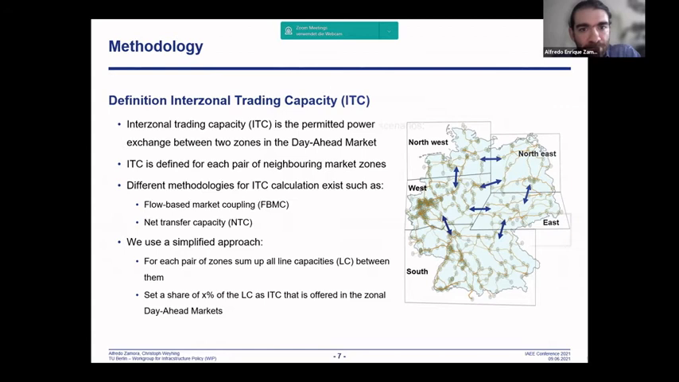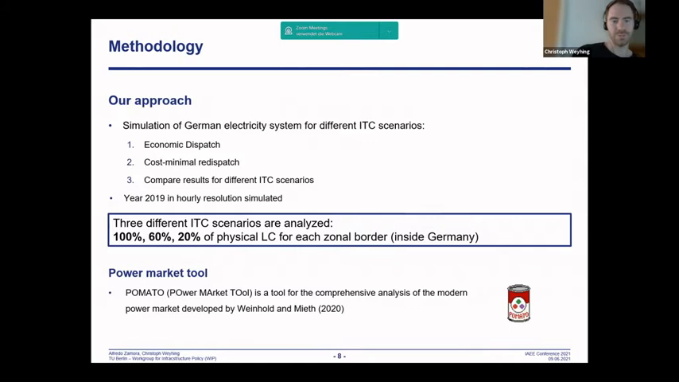So thanks a lot, Alfredo. So let's talk about our approach. We want to simulate the German extra high voltage grid, and we want to analyze different scenarios with different exchange capacities between zones. And the first step is, of course, that we do an economic dispatch, and afterwards we perform cost minimum redispatch to get a good feasible dispatch result. And finally, we compare the results for these different scenarios we simulate.